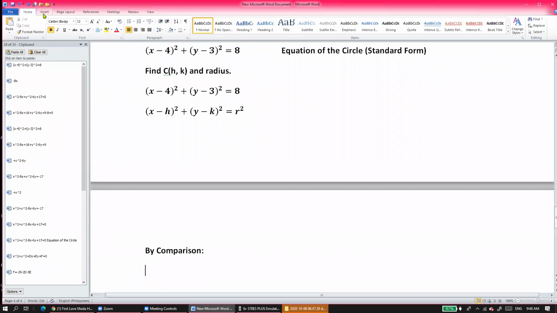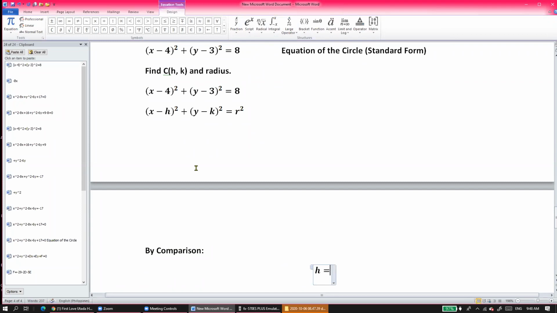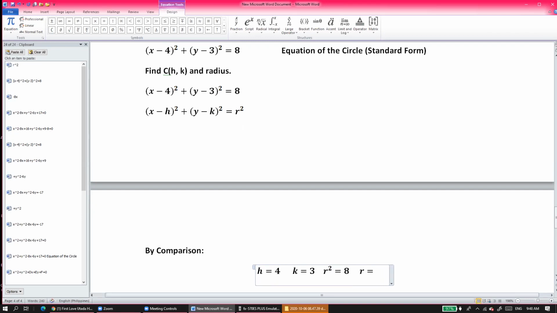dyan pa lang makikita na natin eh. Ito no. By comparison, h is equal to, yan, yung maka-align na yan. H is 4. K is equal to 3. And R square is equal to 8. If R square is equal to 8, definitely R is equal to square root of 8. Yan.